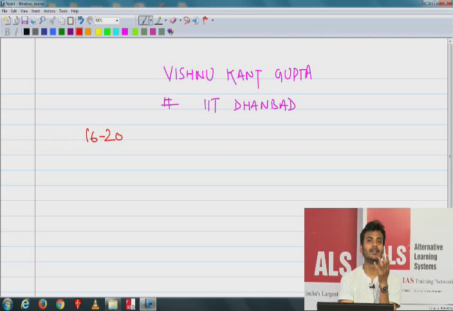No, that is not needed. Square, you are not supposed to remember. 16 to 20, you don't know, right? So 15, you are remembering. All right.